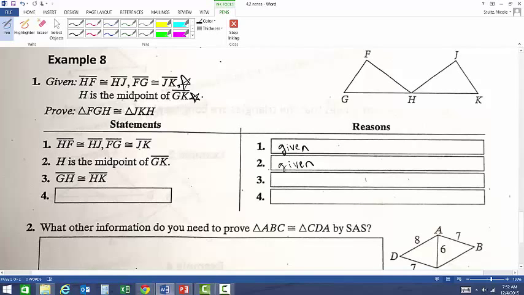What I want to do is put my markings in. Since I was told that information, I want to mark it in my picture. So HF and HJ are the same, and FG and JK are the same. So number 3 is saying, since H is the midpoint, I can put marks on GH and HK. And the reason I can do that is, once again, because of the definition of midpoint.